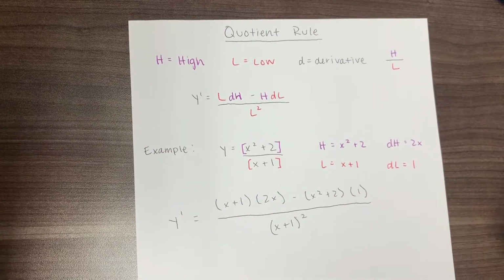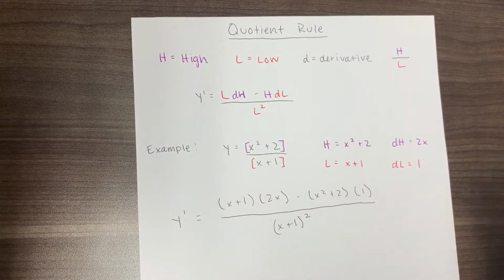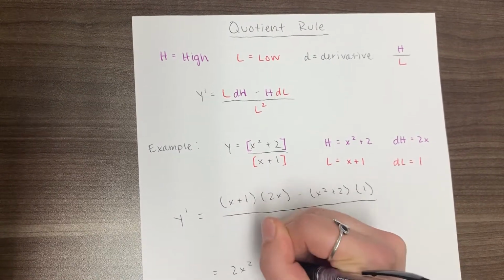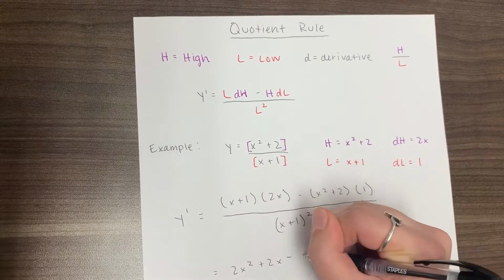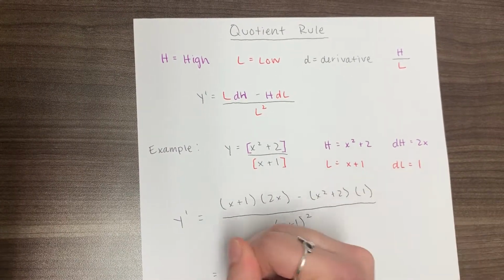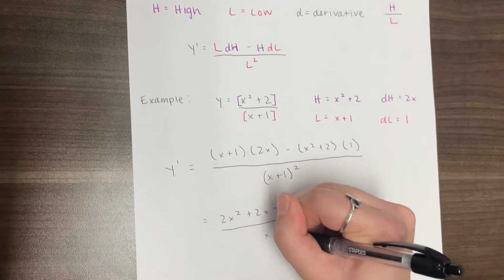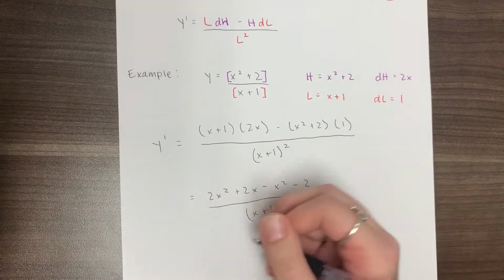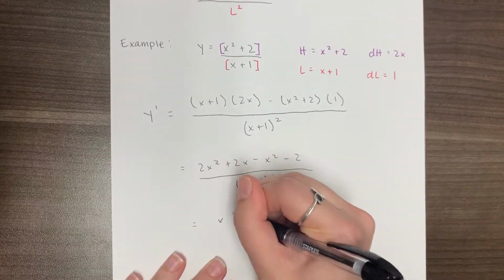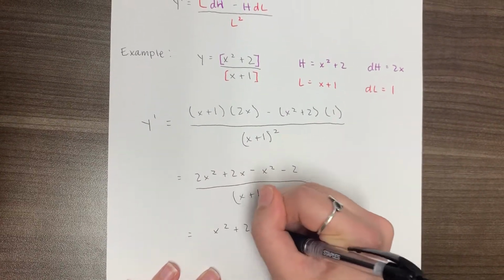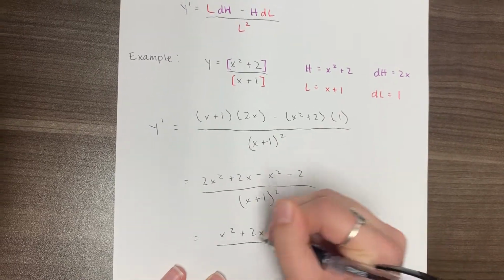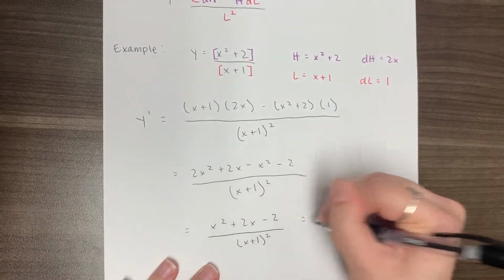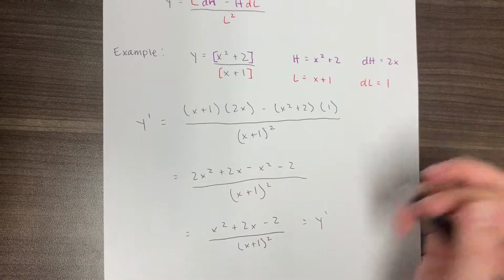And so now you just start distributing regularly, just taking into account all of your algebra rules. And we see that it simplifies to this at first. And then we can combine like terms even further, and we see that this all equals x squared plus 2x minus 2 all over x plus 1 squared, and that equals your derivative.